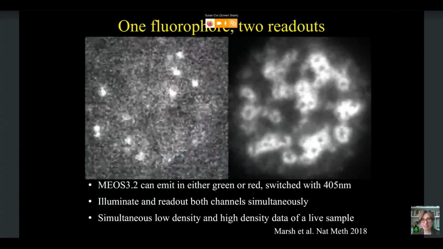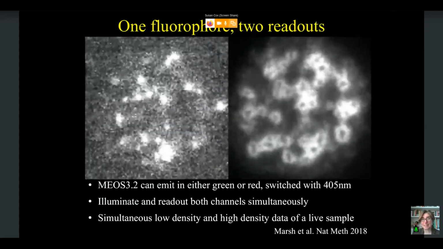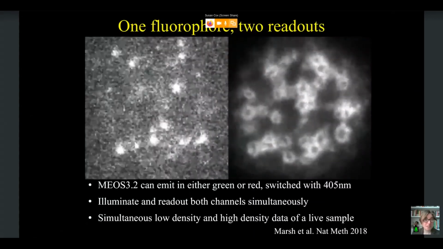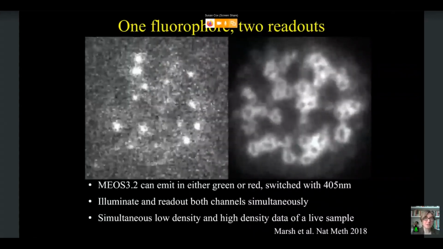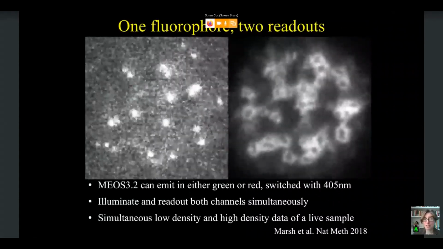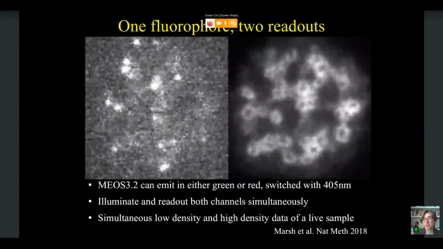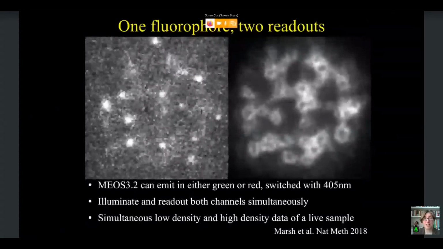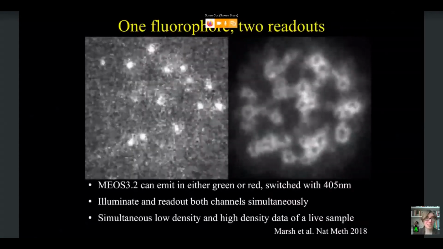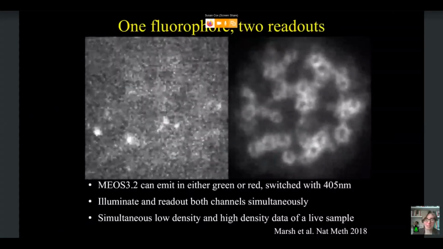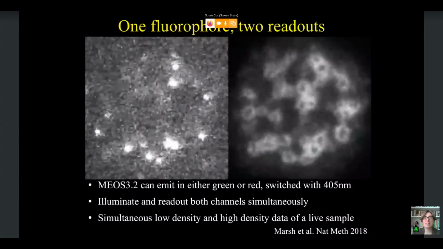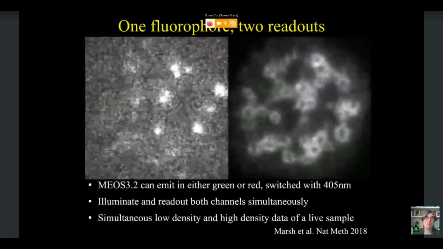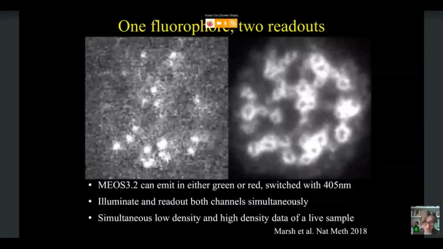Now, I'd started out by saying that what you might want to do is live cells, and obviously testing in live cells is pretty difficult. But what Richard had the idea of doing was using MEOS 3.2, which can emit in either the green or the red, and you can switch it between those states using the 405 nanometer laser. And what we were able to do was collect both low density and high density data from the same live sample, which was a really neat way of benchmarking the performance of the algorithm in real live cells as you might encounter them in a real experiment.